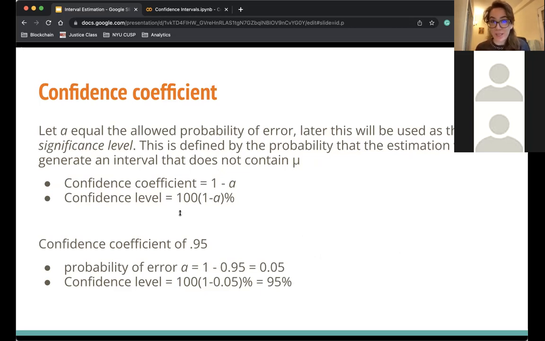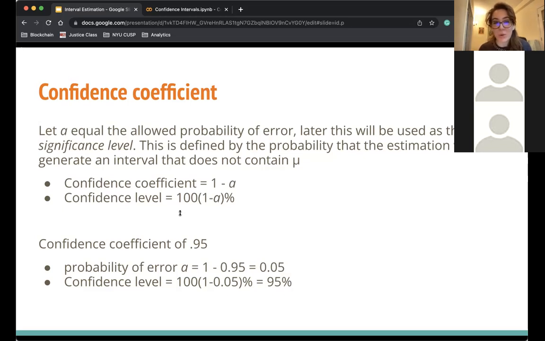And we use this value of alpha, the Greek letter alpha, to equal the allowed probability of error. Later, when we get into hypothesis testing, this will be used as our significance level, but more on that in the next class. But I just wanted to highlight these terms and how they're all related. And this value of alpha is defined by the probability that the estimation will generate an interval that does not contain mu.